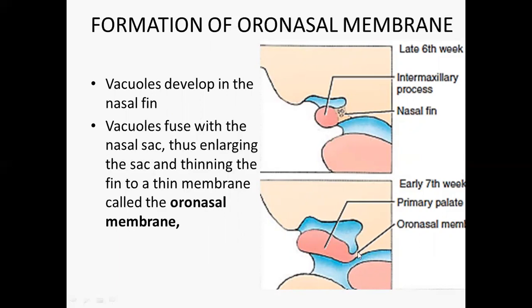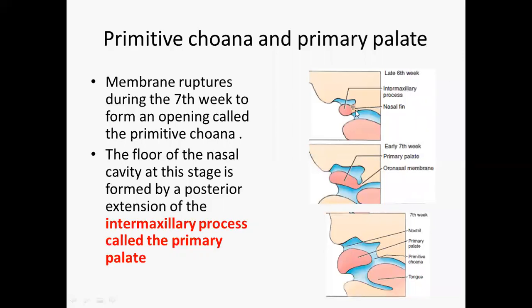This thinned out nasal fin is now known as the oronasal membrane, since it is separating the primitive nasal cavity and the oral cavity. Here you can see the developing tongue, which starts receding backwards. The intermaxillary component, you can see the difference in the two figures, now starts descending backwards. It starts giving its posterior extension, so now it will form a primary palate over here. So now is the formation of the primitive choana and the primary palate.